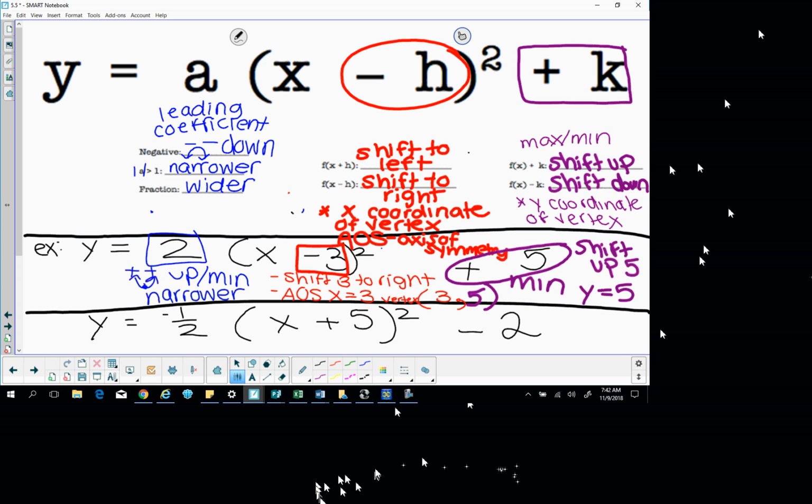So try the next one on your own. See if you can figure out, okay, it's a fraction, so what does that mean? If it's negative, what direction is it going? You can also always type these into your table, type x squared into your table, and figure out the difference between x squared and this, to make sure you understand what's going on. Beautiful.